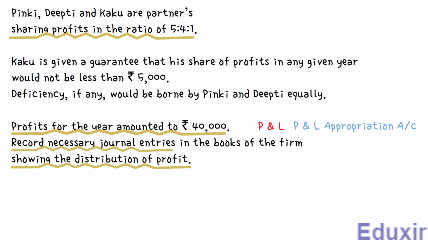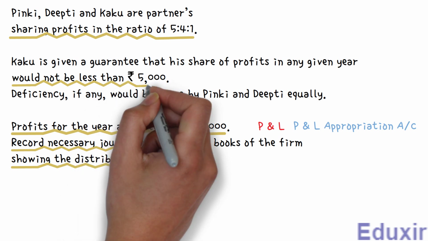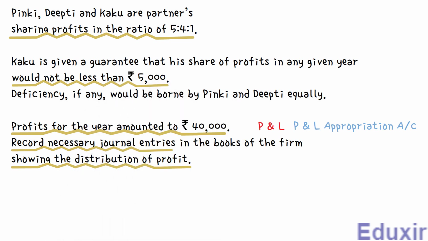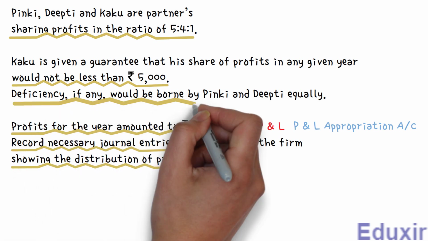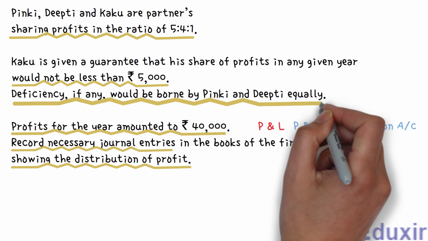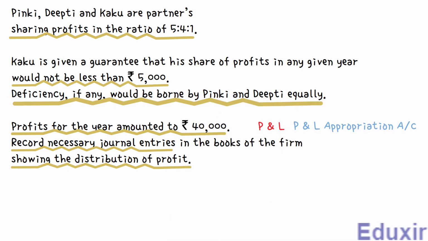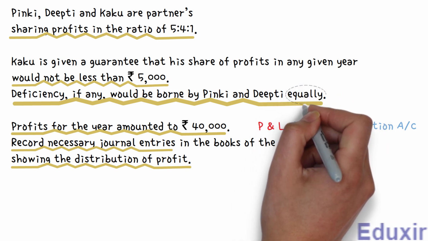Before we proceed with the calculation, there is one thing worth noticing here. It is given that the partner Kaku is to get a minimum amount of 5,000 rupees as his share of profit. He should not get less than this amount. It can be more than 5,000 rupees, but it should not be less than 5,000 rupees. It is also given that Kaku's share in profit is guaranteed by the other two partners, Pinki and Deepti. And if there is any deficiency, it would be borne by Pinki and Deepti equally. I repeat, this deficiency is borne by the other two partners equally.